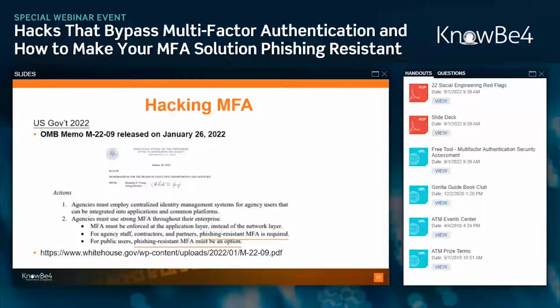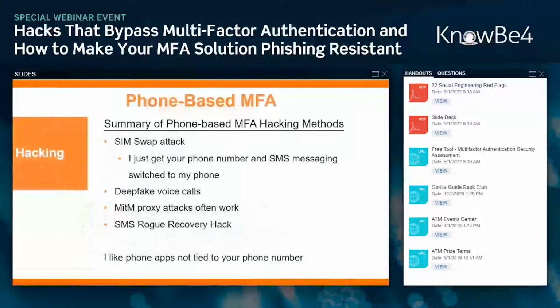And it's unfortunate that most MFA is not phishing resistant. And I gave you some examples. I'm going to give you some more examples in just a minute. But the phone-based stuff, the reason why the U.S. government says not to use it is that it's fairly easy for a hacker to get around your phone-based MFA. Probably the most common way is what's called a SIM swap attack. And just know, in this case, an attacker can get your phone number switched to their burner phone, their cell phone.